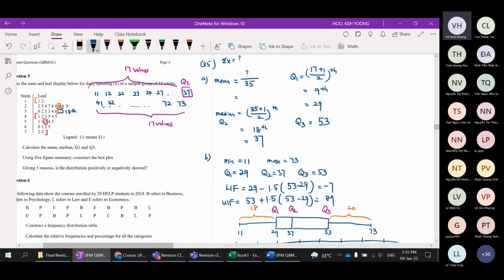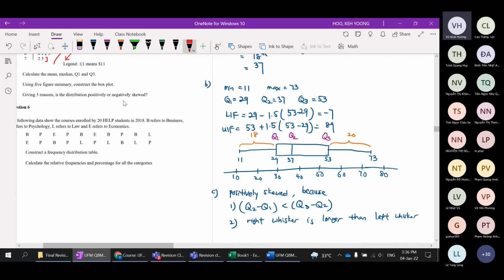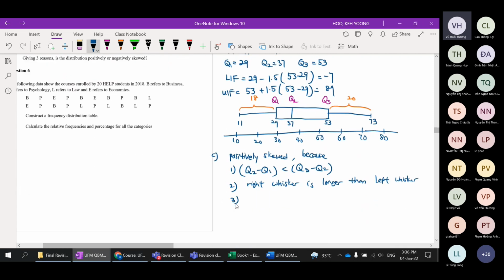Okay, if you don't comment based on the mean, median, and modes, we can look at the shape of the histogram. Oh, sorry, not histogram. Stem and leaf. If you draw the shape using the stem and leaf, you can see you have a longer tail on the right side, isn't it? So yep, the third reason you can say right tail is longer in stem and leaf display.